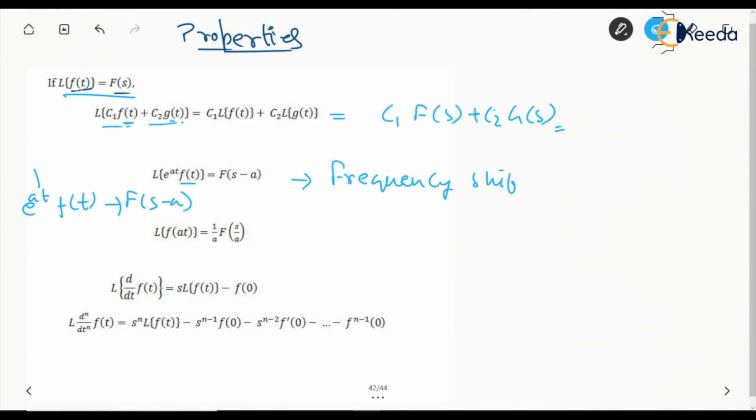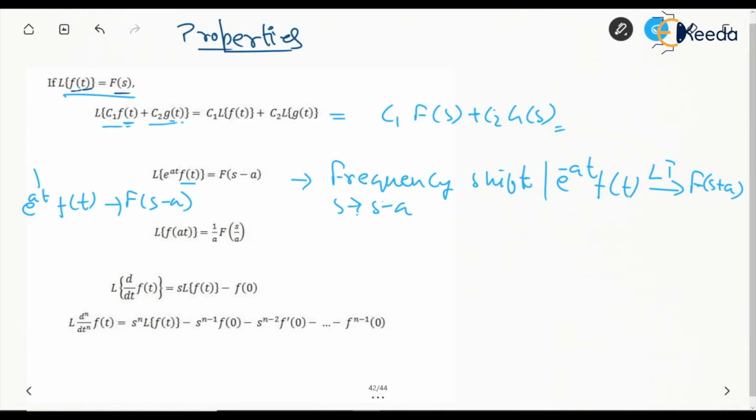There is a shift in the frequency. S becomes s minus a. So this is the frequency shift. Had it been e to the power minus at f of t, the Laplace transform will become f of s plus a.